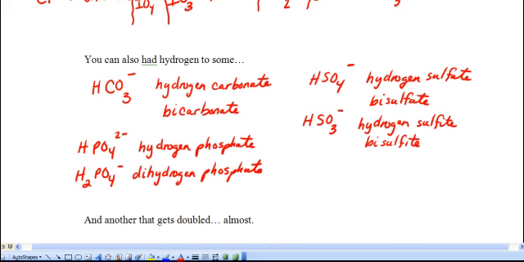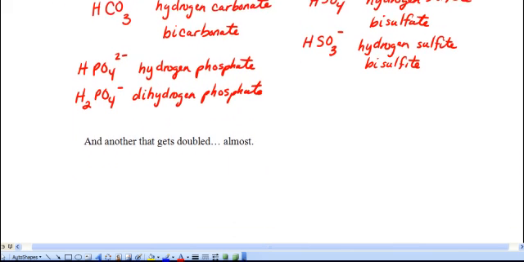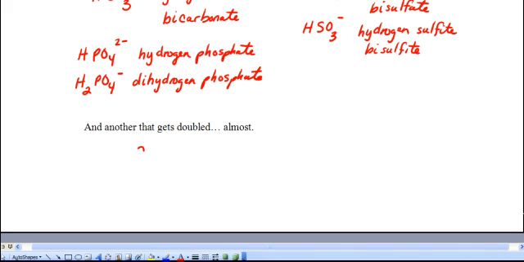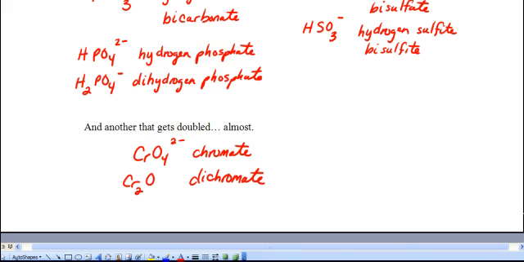Now, there is one more polyatomic, actually two more, that I want to share with you. CrO4 2- is what we call chromate. If you double it, we call it dichromate. Doubling it simply means you have Cr2O. Now you might think it's an 8, it's actually O7, so it's almost doubling it, but it's still called dichromate. It is Cr2O7 2-.